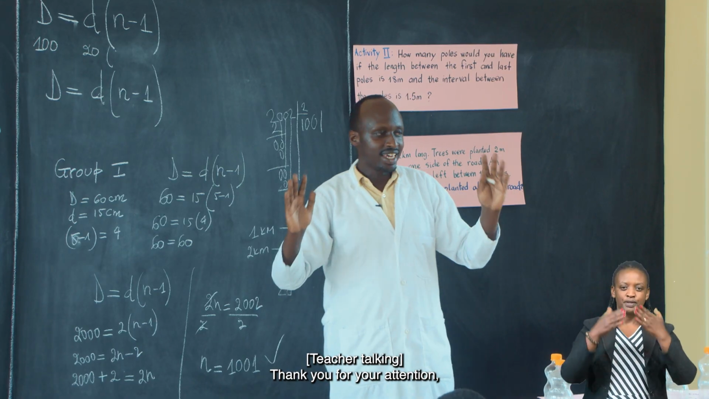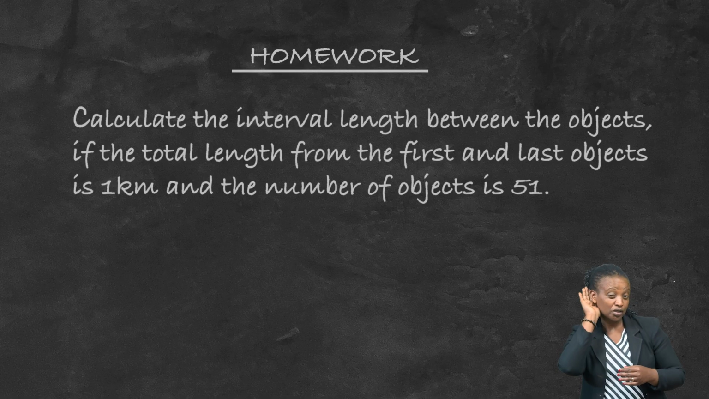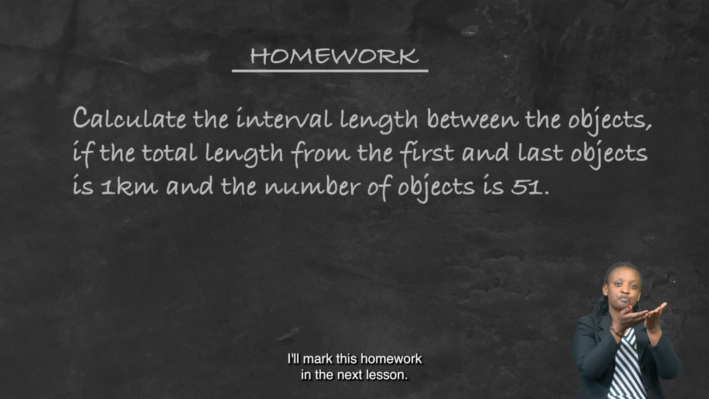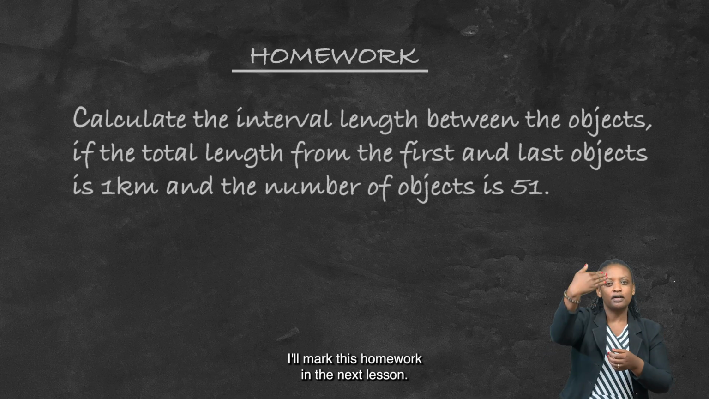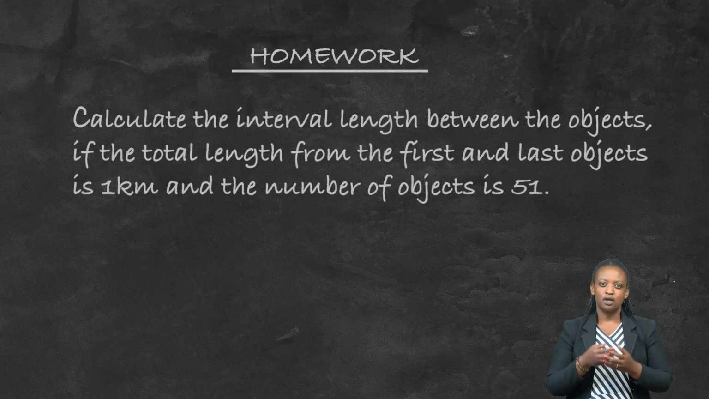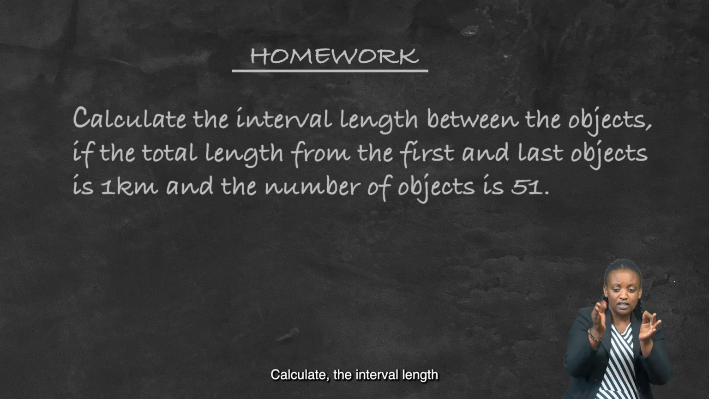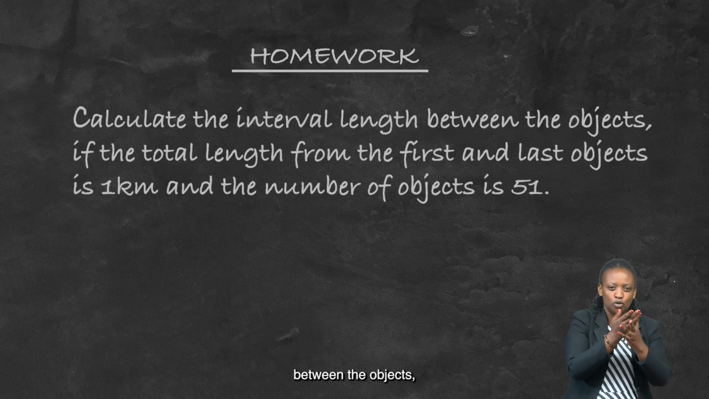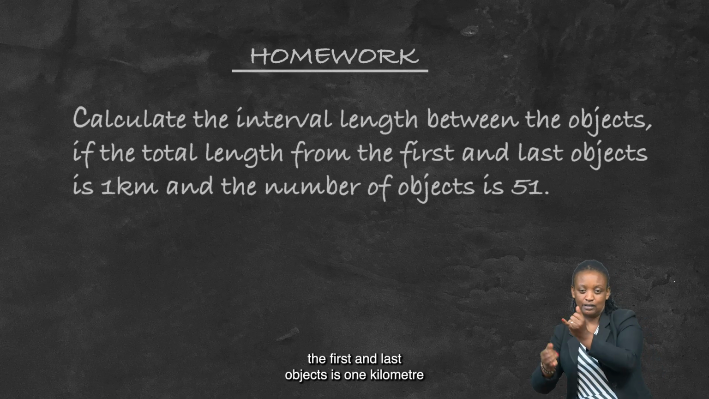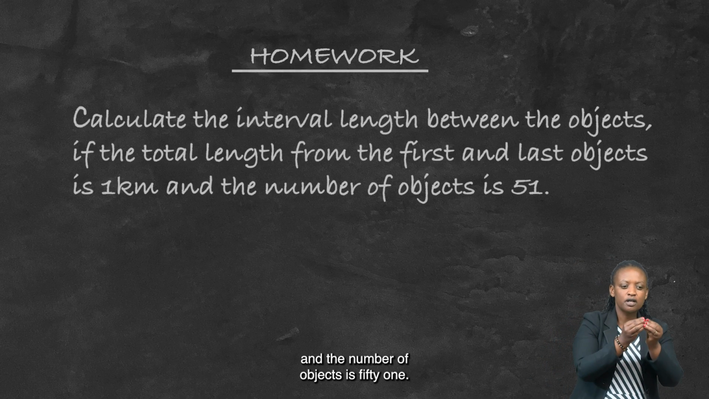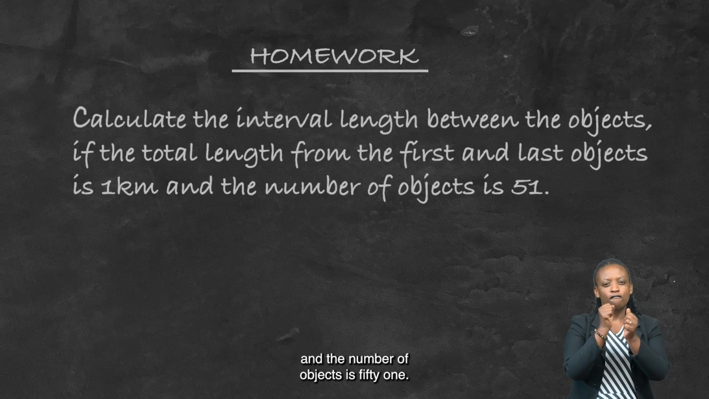So, thank you for your attention. And here is your homework. I will mark this homework in the next lesson. Our homework says: calculate the interval length between the objects if the total length from the first to the last object is 1 kilometer, and the number of objects is 51.